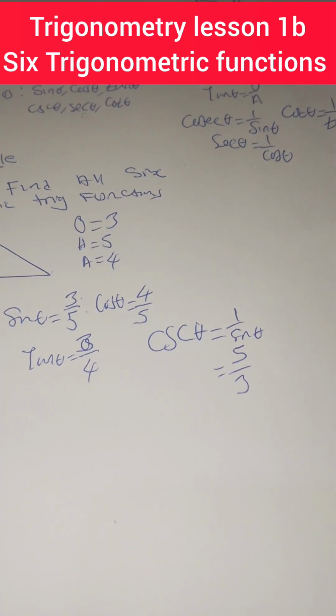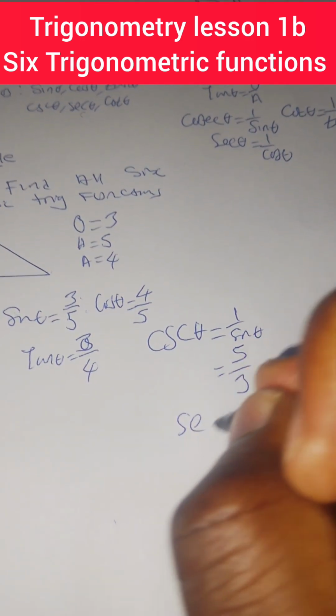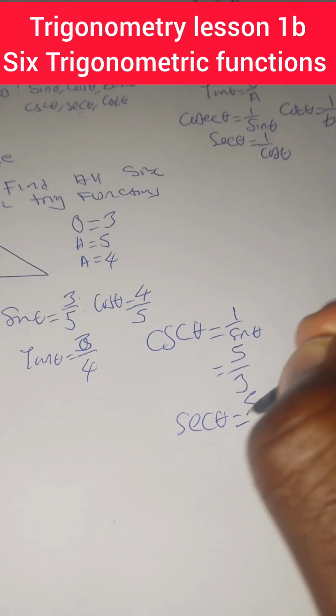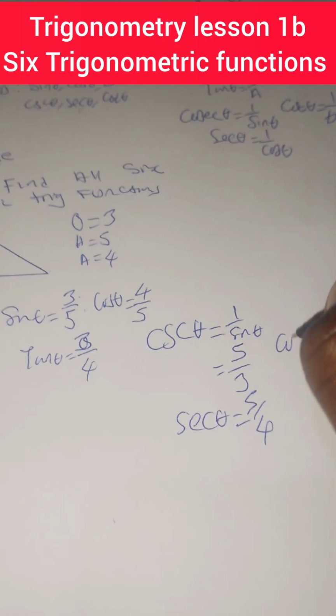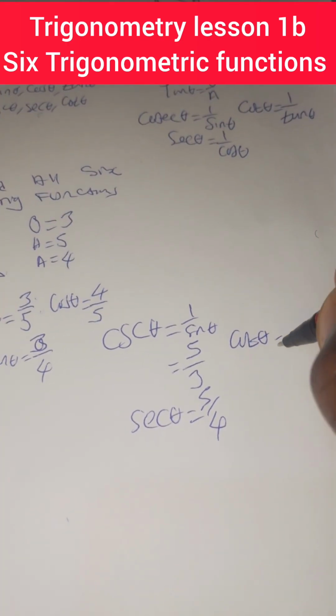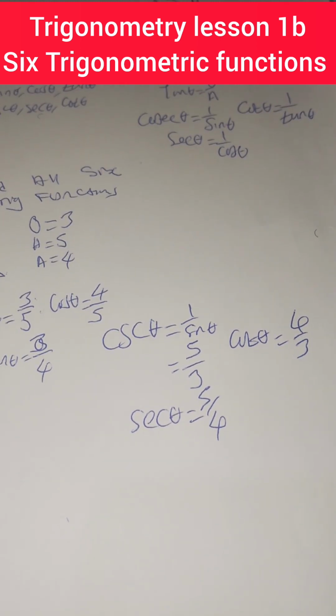Same applies to sec theta. Sec theta is going to be 5 over 4. We just flip it also. What about cot theta? Cot theta, we also just flip it, which is going to be 4 over 3. Therefore, we have found all the 6 trig ratios. So these are the introductory skills that are going to help you in trigonometry.